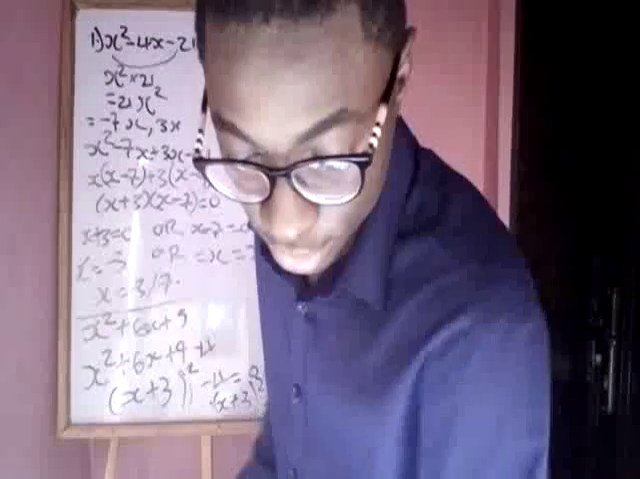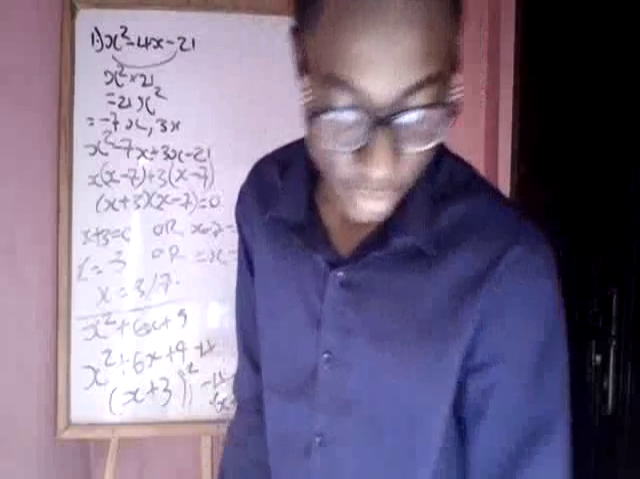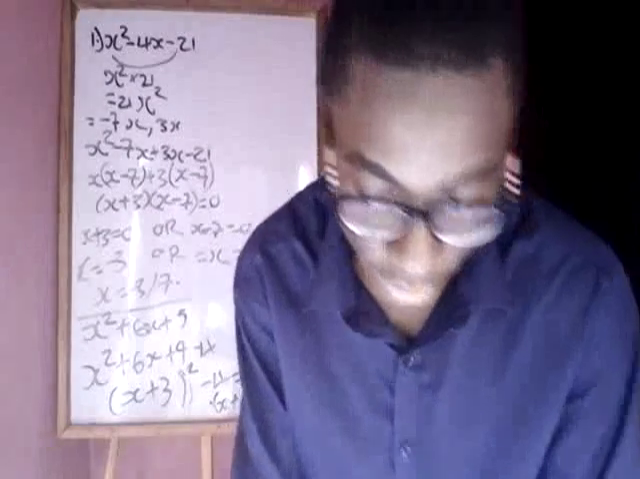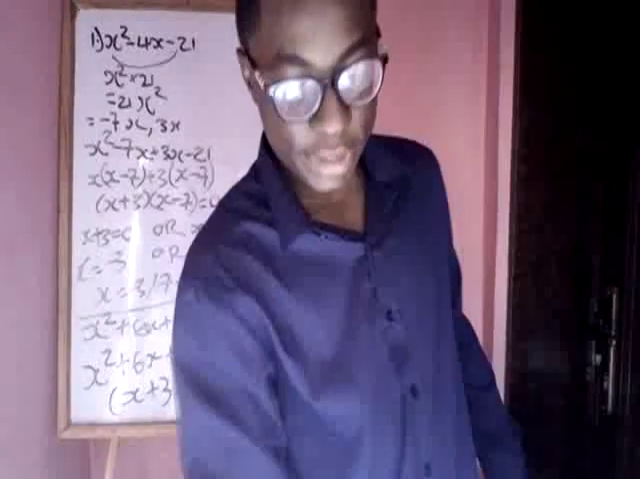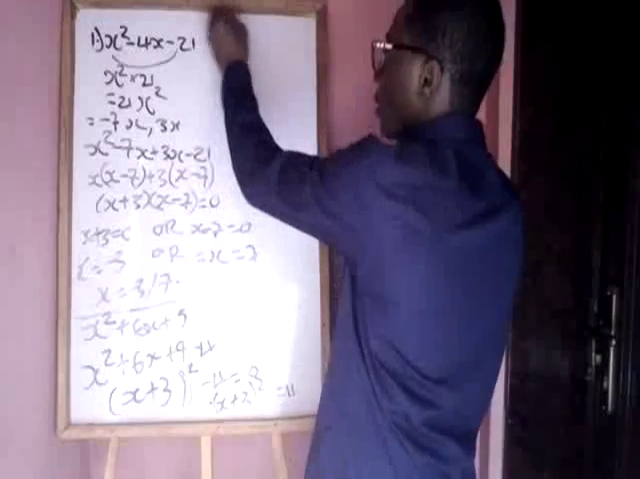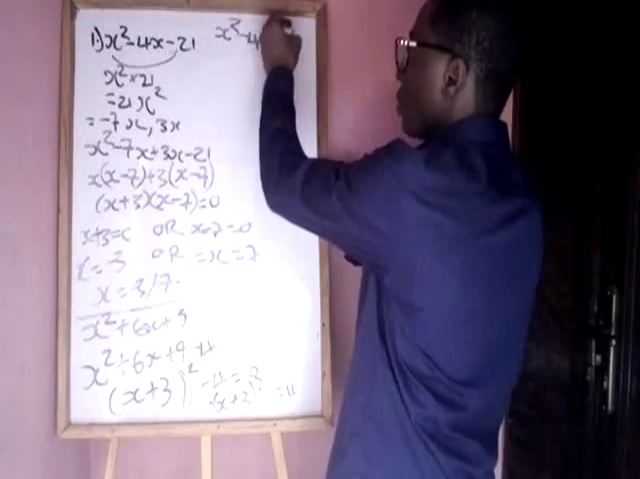So let's move on to another method of solving algebraic expressions. And that is the quadratic formula. Now, the quadratic formula is quite simple to use, if you understand it. So the third example is x squared minus 4x plus 3. We are going to use the quadratic formula for this.